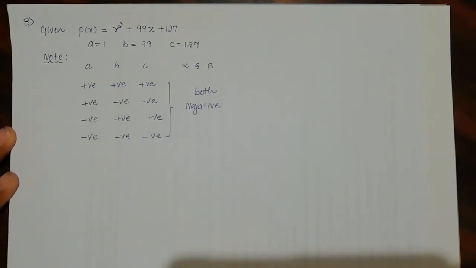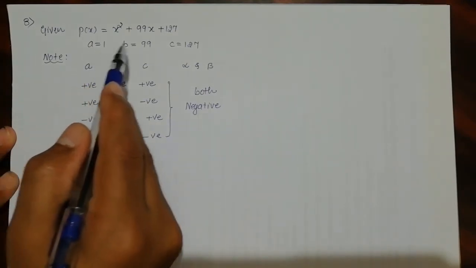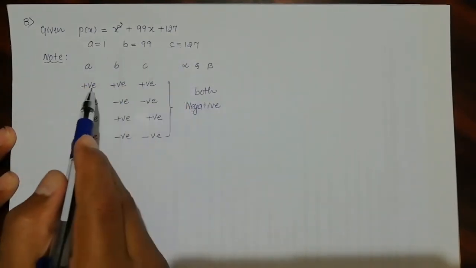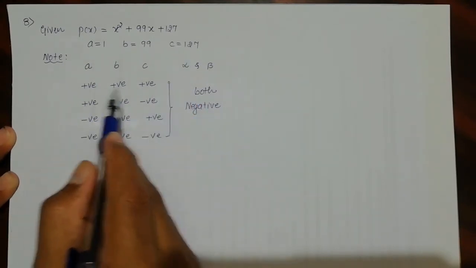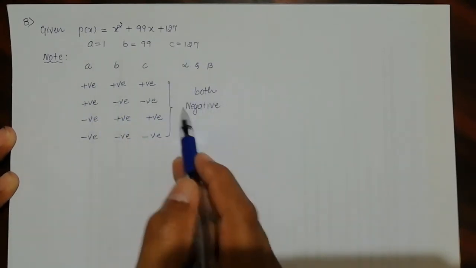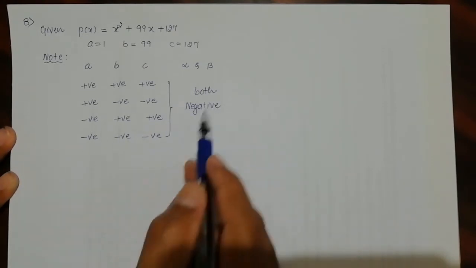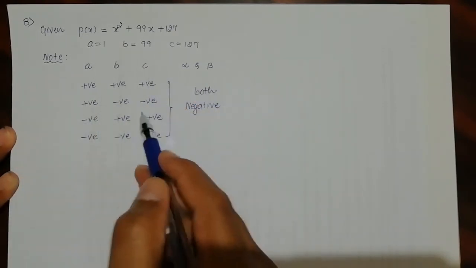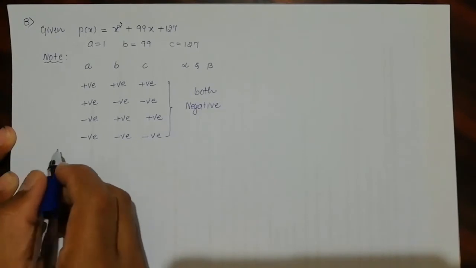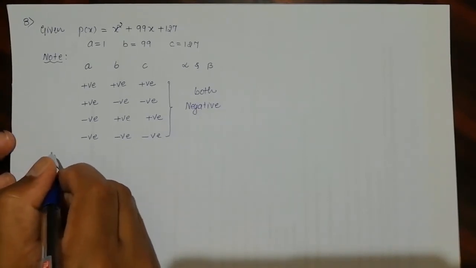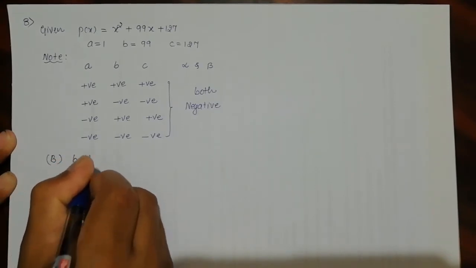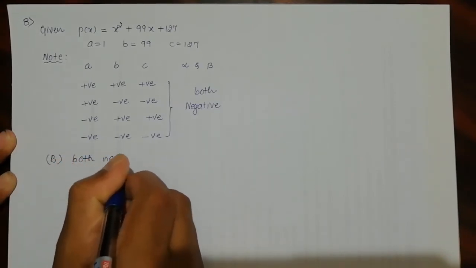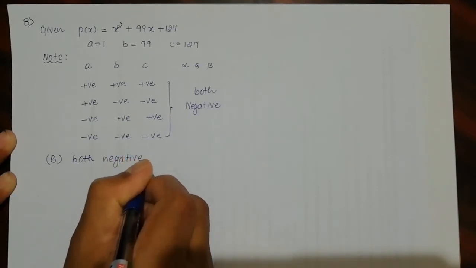So now look at here, A positive, B positive, C positive. Now this given polynomial belongs to this case. Definitely you can say what? Both negative. Okay, so note down this table. Remember this one. So now the right answer is actually what? Question number 8, option B, both negative. This is the right answer.